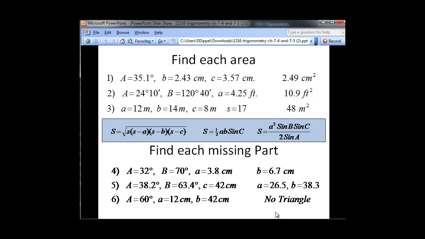So that is everything from section 4, mainly finding the areas and then this review material.